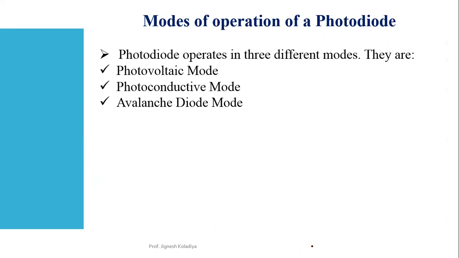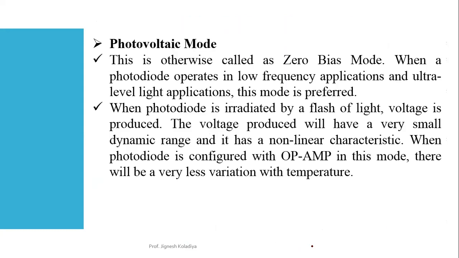Modes of operation of photodiode. A photodiode operates in three different modes: photovoltaic mode, photoconductive mode, and avalanche diode mode. Let us see them one by one. Photovoltaic mode is called zero bias mode. When a photodiode operates in low frequency applications and ultra low level light applications, this mode is generally preferred.